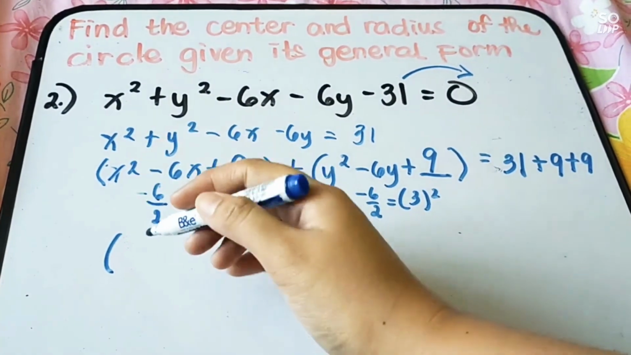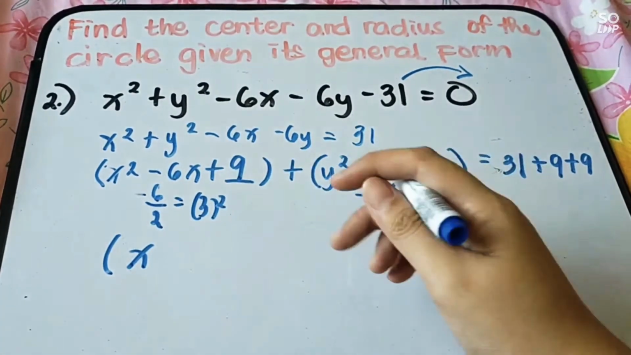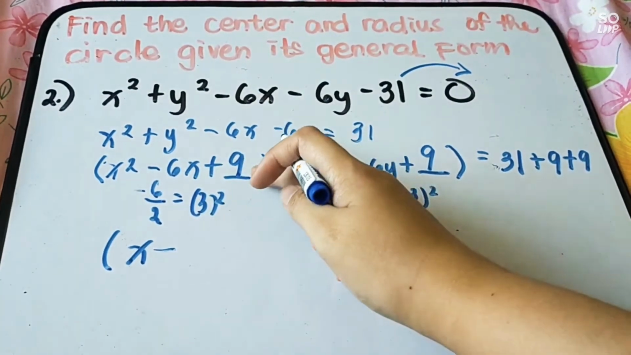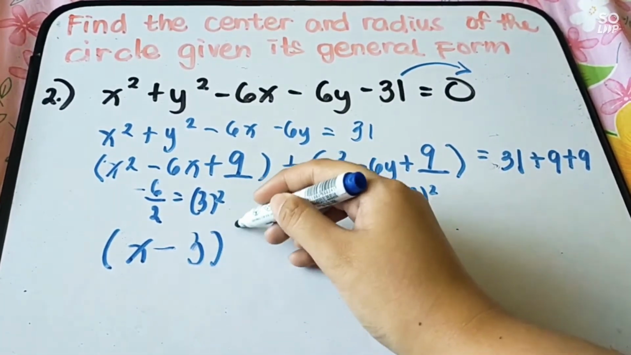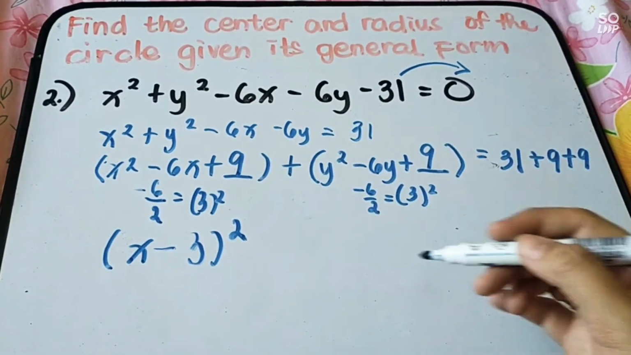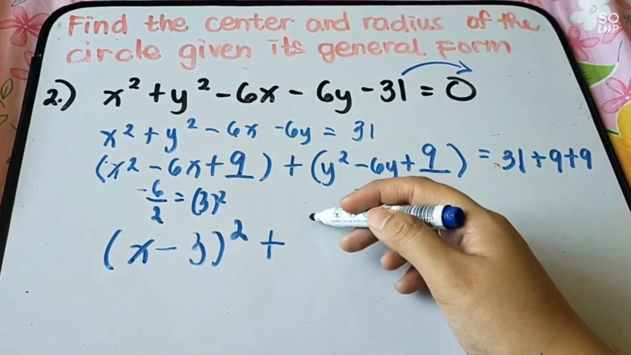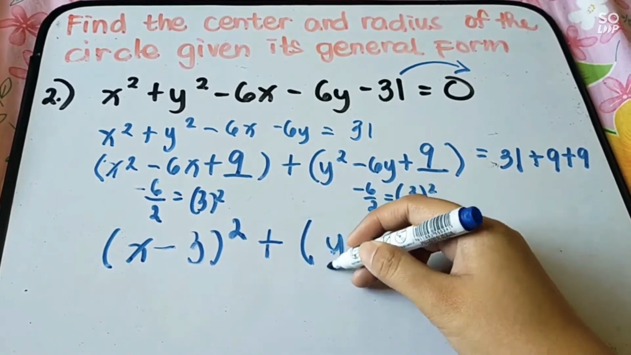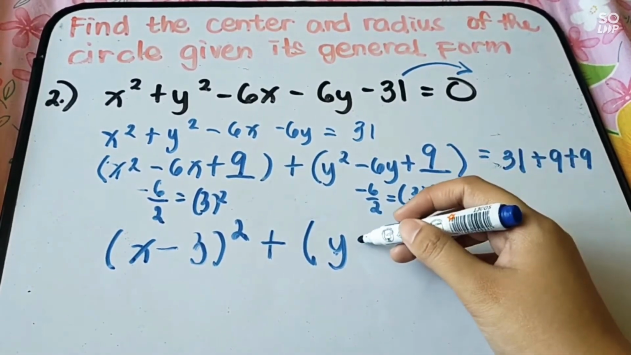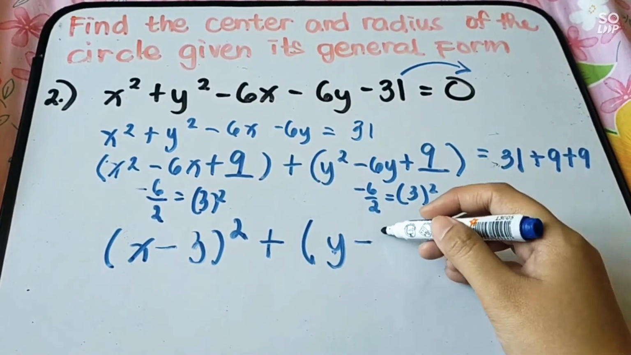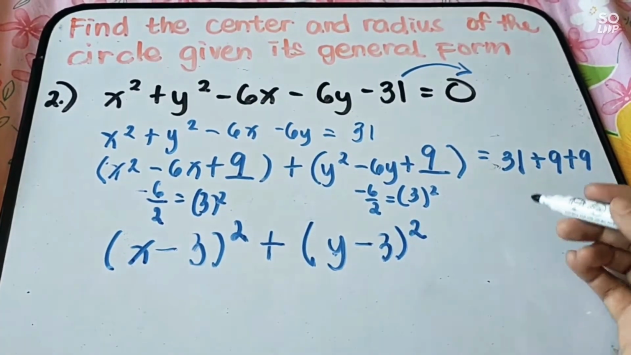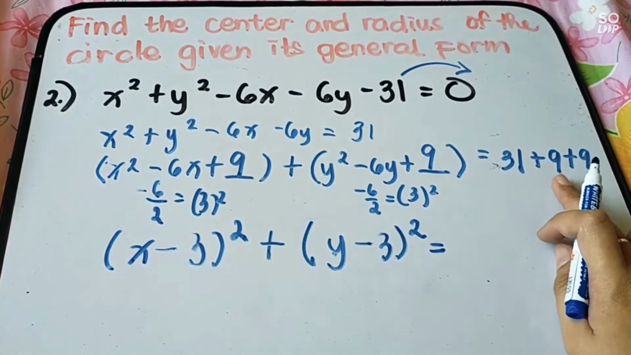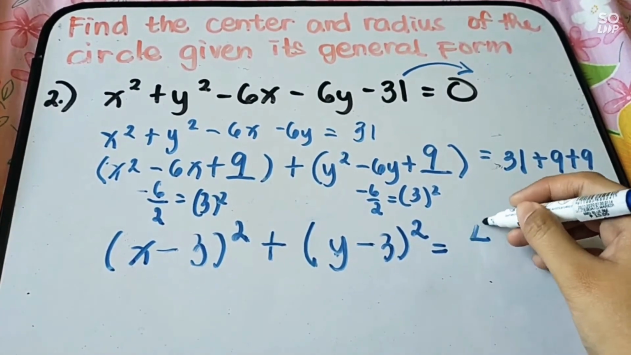Next, punta ka na ngayon kay factoring. Anong square root ni x squared? We have x. Square root ni 9, since negative ito, minus dito. Ang square root ni 9, we have here 3. Squared. Ayan na. Plus y naman. Square root ni y squared, we have here y. Square root ngayon ulit ni 9, minus ulit kasi negative ito, we have here 3. Then squared. Then equals to 31 plus 9, we have 40. 40 plus 9, we have 49.